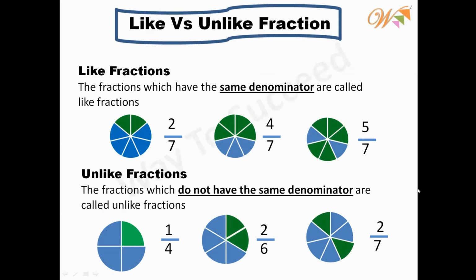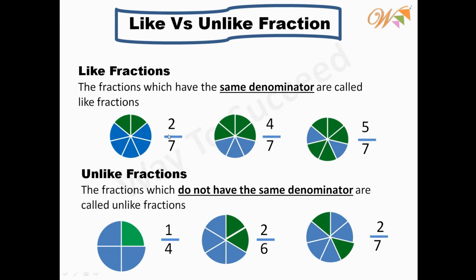Now fractions can be like and unlike also. Now what do we mean by like and unlike fractions? All the fractions that have the same denominator are called like fractions. You can say they belong to the same family, or you can say they are friends because they are like, they are similar. How are they similar? Because they have a common denominator. The whole part is same.